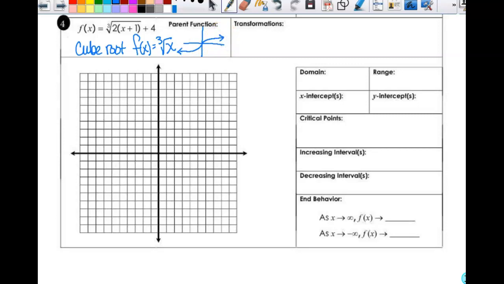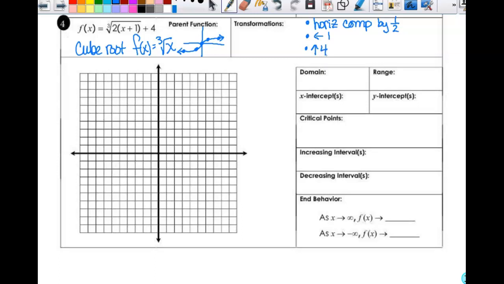How many anchor points do I have here? 5, because 3 is not going to be enough to help with that curve. So I have these 3 for sure, but then I have 2 more out here. How many transformations are happening? 3. Okay, so I have 3. That 2 is a what? Horizontal compression. Good, because x lies, so it's a horizontal compression by 1/2. The 1 means we go left 1, and the 4 means we go up 4. Okay, everybody good with all that?